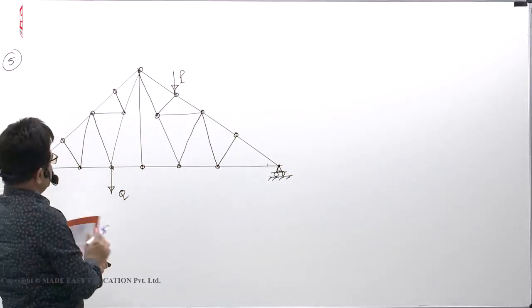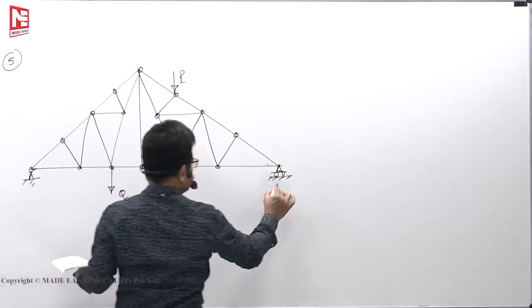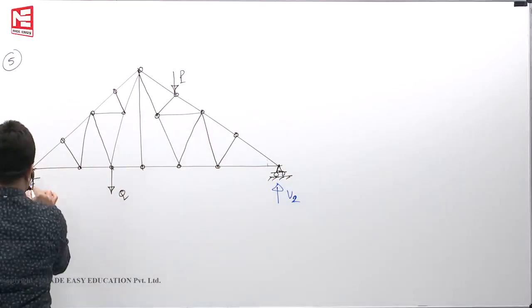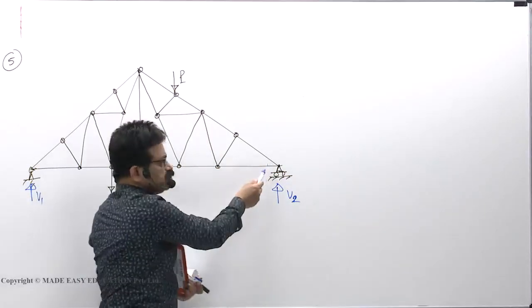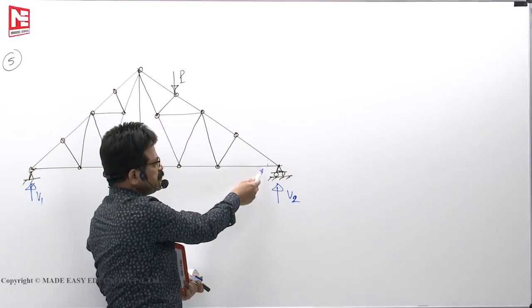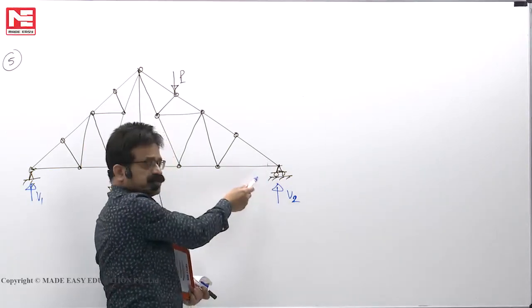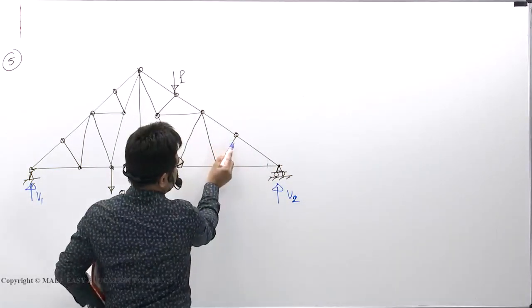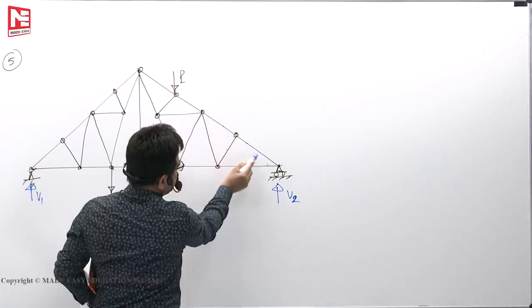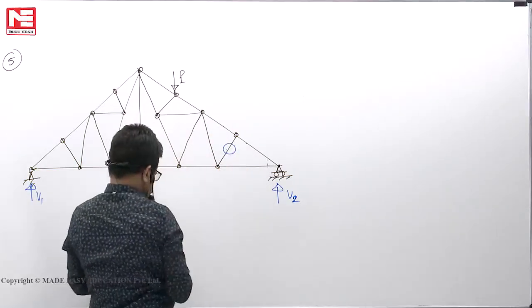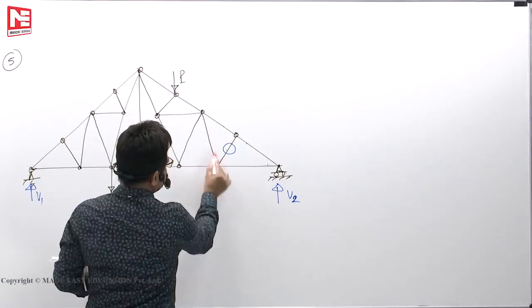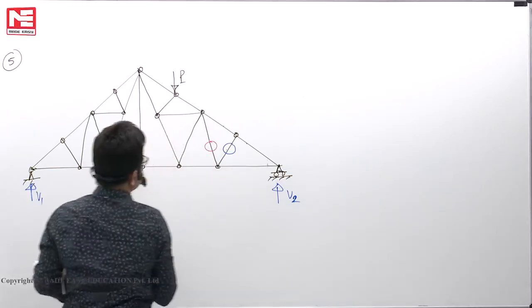How to proceed? Because of P and Q, there will be reaction. Say V2, then this is say some V1. There are two non-collinear members. If there is no external load, these two will be 0, but external load is there. So these two are not 0. Forget about them. Now come to this one. 1, 2, 3. 2 are in line. Third must be 0. Once this is 0, now another 0 will put it with red color. Come here. 1, 2, 3. 2 are in line. Third is 0.